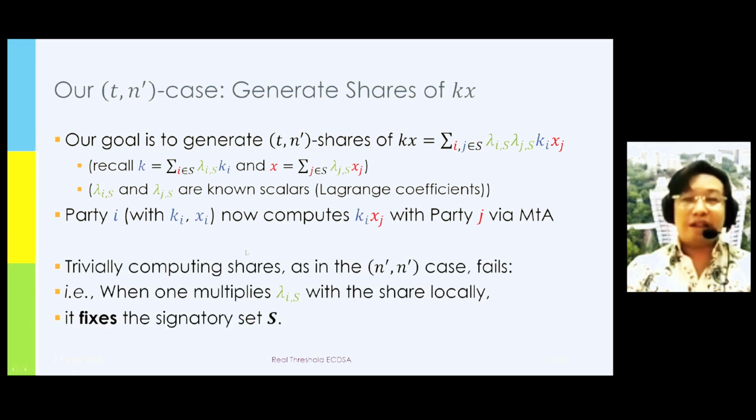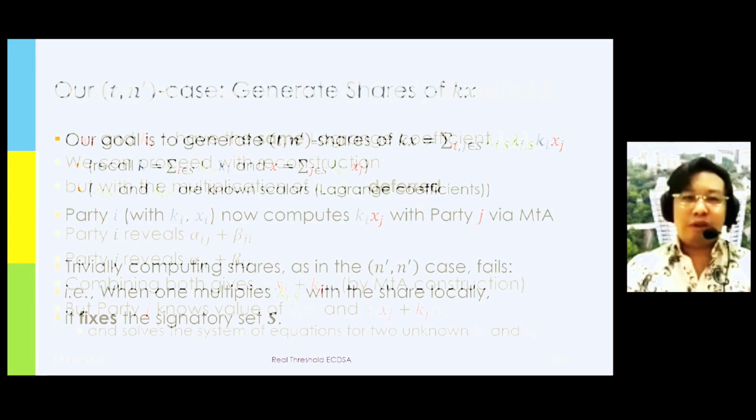That's all good, but if we try to directly compute the share as in the n-of-n case, it will fail, because once we involve the Lagrange coefficient, we will fix the signer set S, which is what we want to avoid. Chances are there can be one person who aborts for whatever reason, and then the material prepared here will be useless.